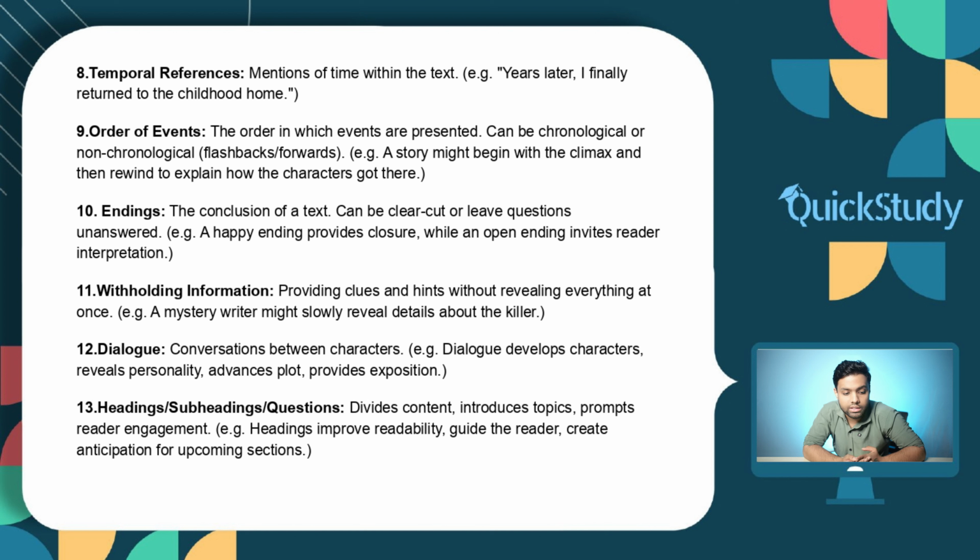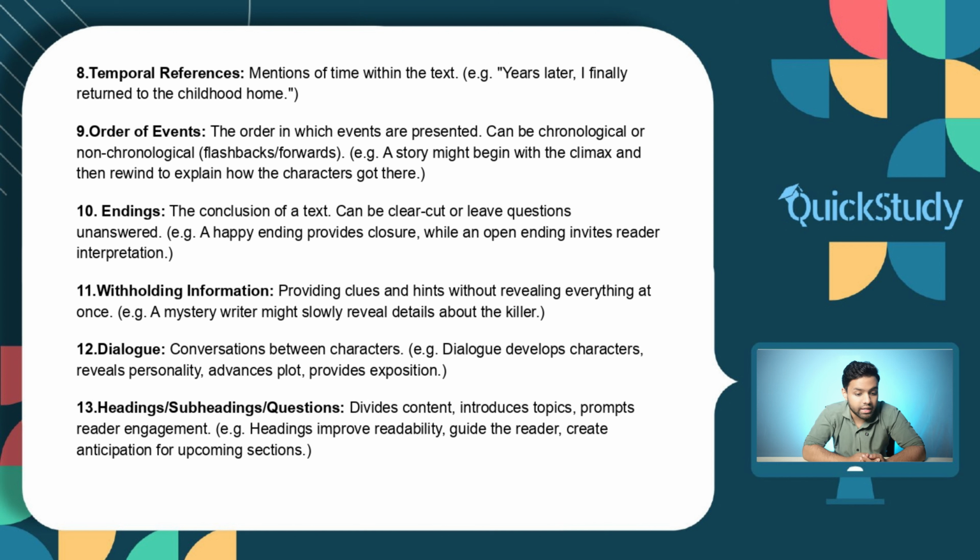Number 12 is dialogue, conversation between characters. Dialogue develops characters, reveals personality, advances plot, and provides exposition. So dialogue between the characters explains how the main character is. For example, if two people are speaking about the main character, one is saying how he is bad and he does nothing good. Another one might be supporting him, saying that yes, he has done something really bad before.